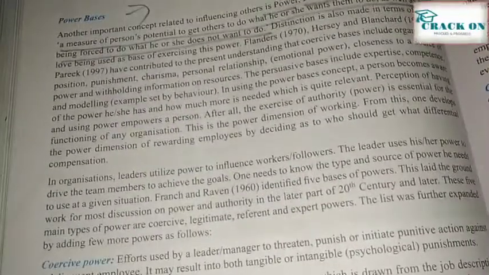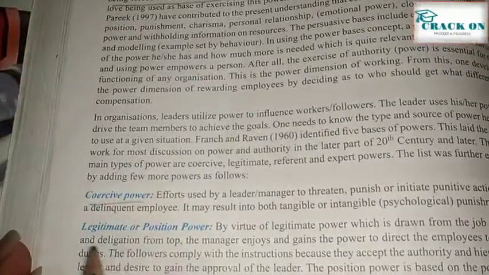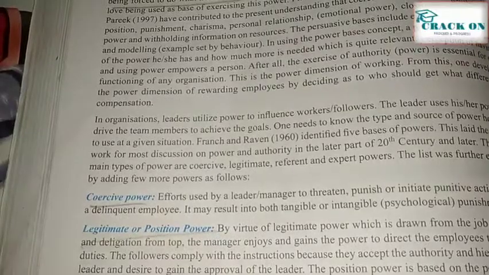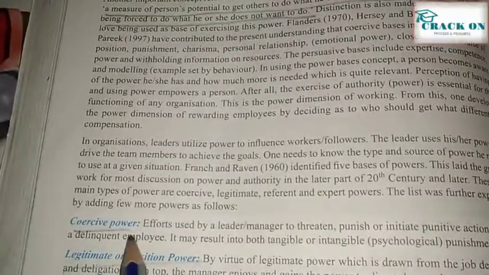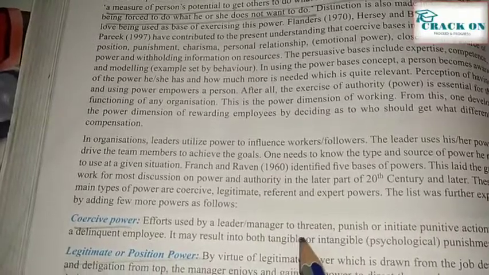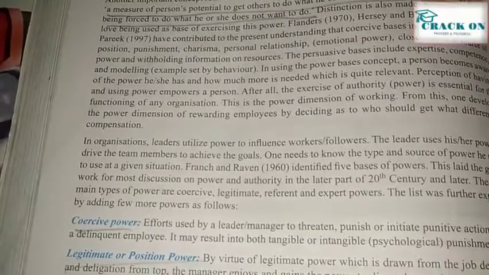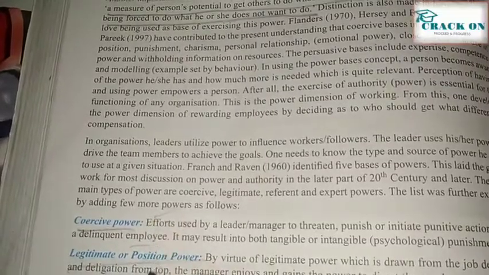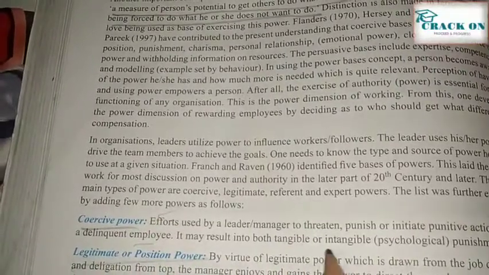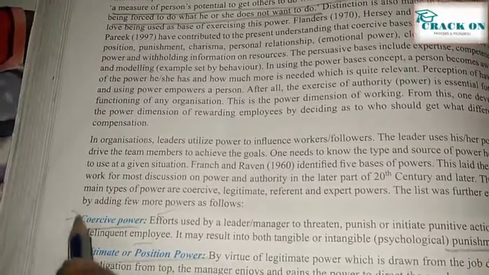Go through this. There are some different powers: coercive power, legitimate position power, reward power, referent power. You can go through this. First is coercive power: efforts used by the leader to threaten, punish, or initiate punitive action against the dependent employee. That is threatening. It may result in both tangible and intangible punishment. So this is coercive power.